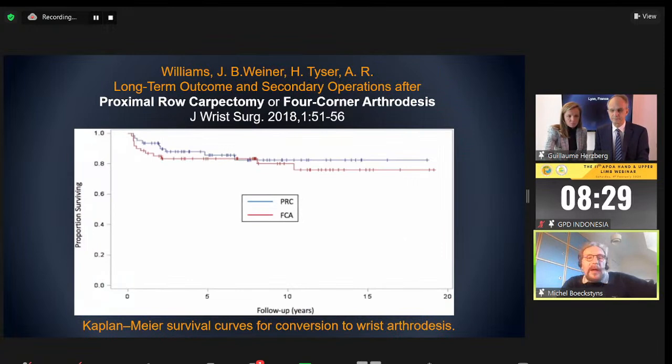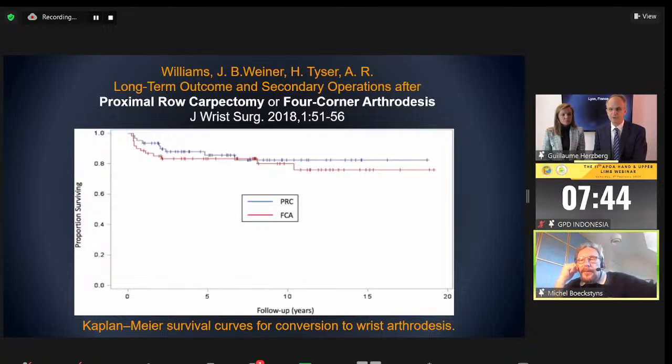And just to remind you, this is the survival rate of proximal row carpectomy and four-corner arthrodesis. These survival rates are also about 80% at 8, 10, 15 years. So don't believe that proximal row carpectomy or four-corner arthrodesis are always a success. But of course, if you have the possibility to do these procedures, you should do it and not consider total wrist arthroplasty until the failure of these procedures. Thank you, Michel, for highlighting this.